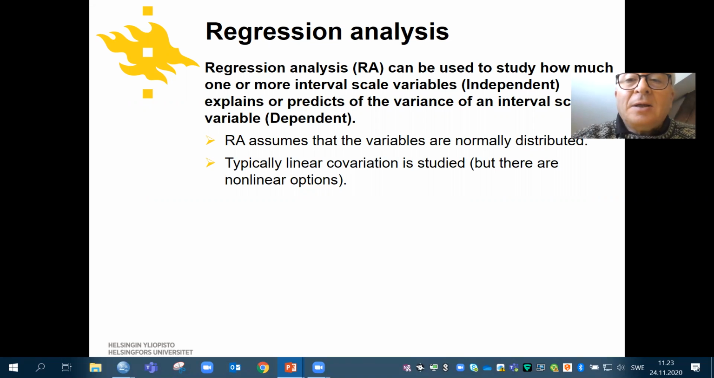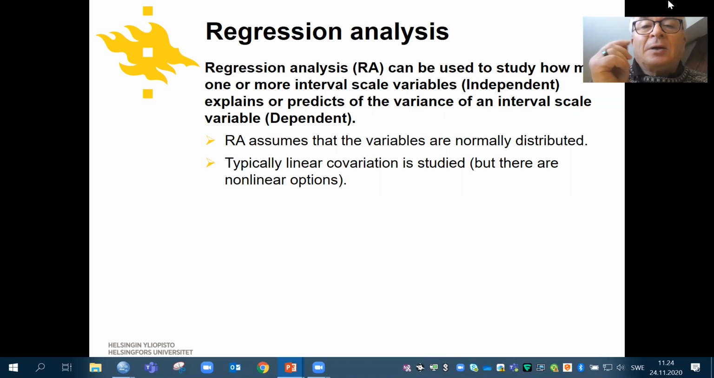Okay, so in regression analysis we have a situation in which we have a dependent variable which is interval scale, so it's a continuous variable, and we have explaining or independent variables that also are on an interval scale, either one or several. Where ANOVA is similarly an interval scale dependent variable, but categorical scale variables as independent variables explaining the variance. Here you can have continuous variables, interval scale variables.